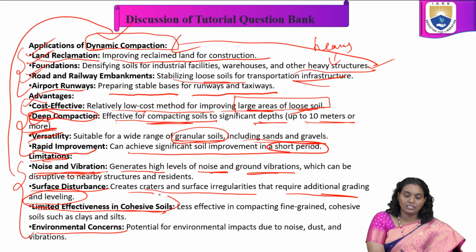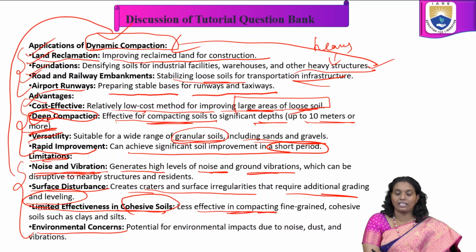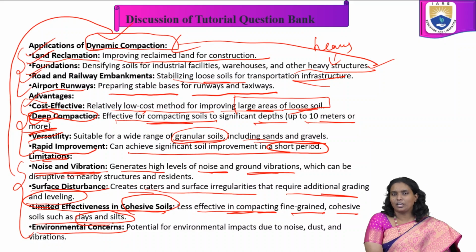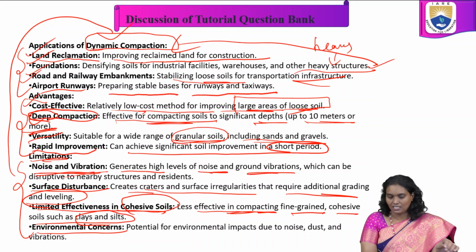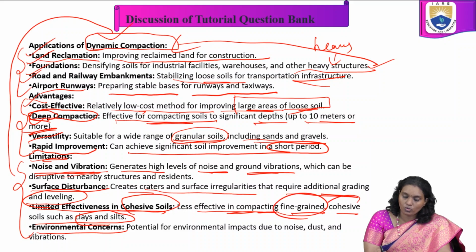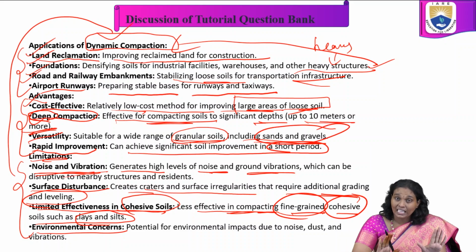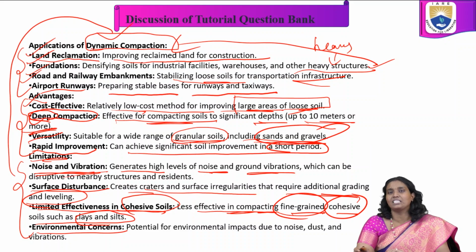Limited effectiveness in fine-grained soils: whenever we are using it, it is less effective in compacting fine-grained soils such as clay and silts. It is not that effective. It means we are not getting the desired soil properties for these fine-grained soils when compared to sand and gravel. So compared to other types of soils, it is not very effective for fine-grained soils such as clay and silts. We are not getting the desired properties.